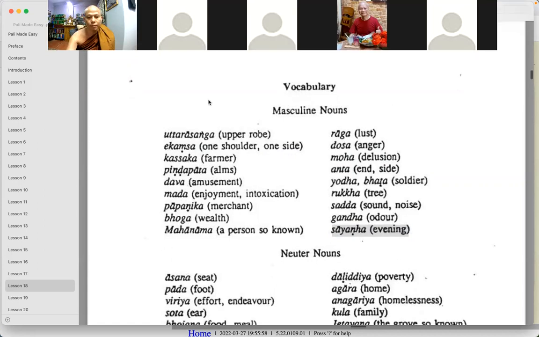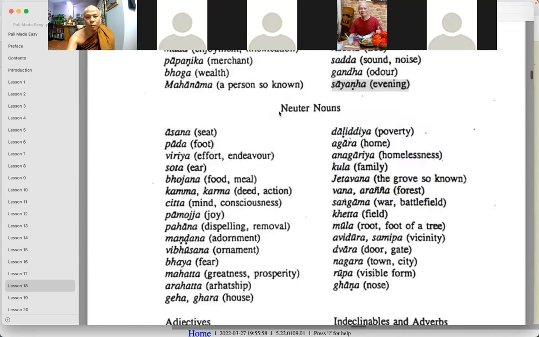And then next is neuter nouns. Neuter nouns can end in a, e, u, and so on, but all of them here end in the a. So their declension is the same as phala: phalam, phala, phalani, and so on. Now the first one is asana. Asana means seat.